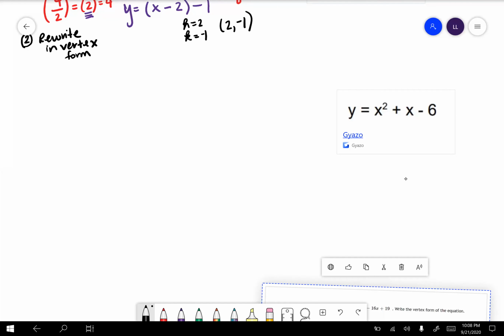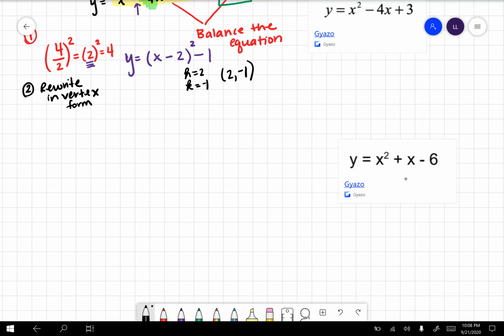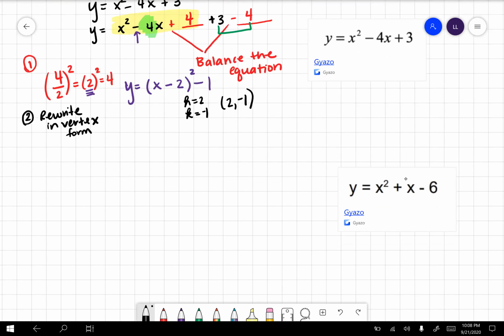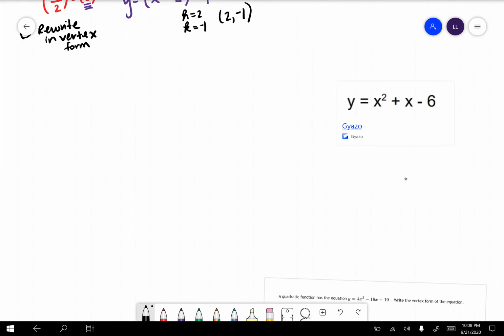So in this example, we have y equals x squared plus x minus 6. Now, I did this because there's no number in front of the x there. So I wanted you to see a problem like that, okay? We're going to do the exact same thing, all right? So I'm going to go ahead and rewrite the equation. y is equal to x squared plus x minus 6.